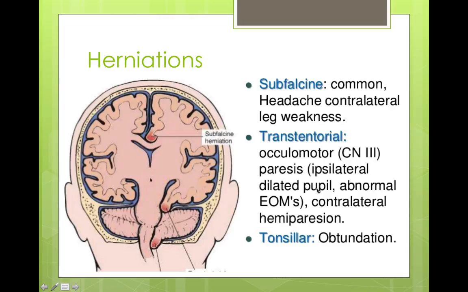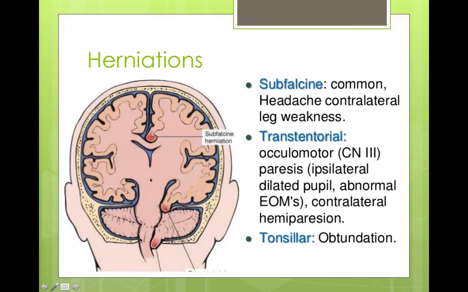Look at the patient's eyes. One pupil is dilated. Damn, you know he has a herniation. Open him up as fast as possible. Do the CT. Open him up. Okay. And also contralateral hemiparesis. There are different mechanisms to that, we can talk about that later. And the third one, subtonsillar or tonsillar herniation, is not very important.